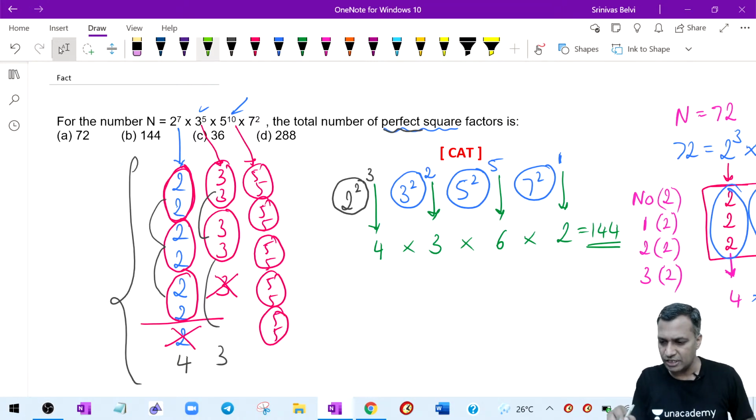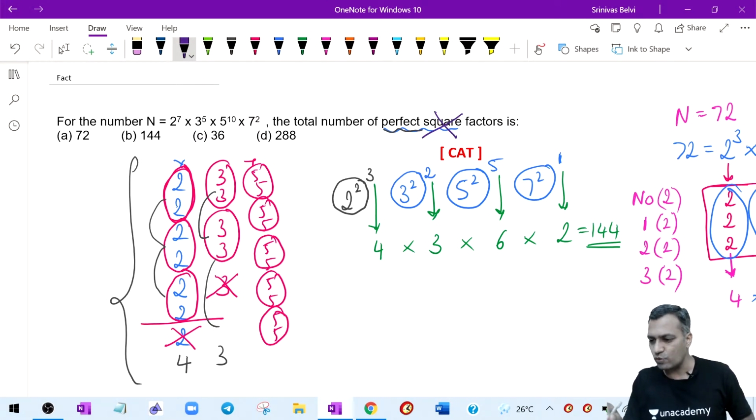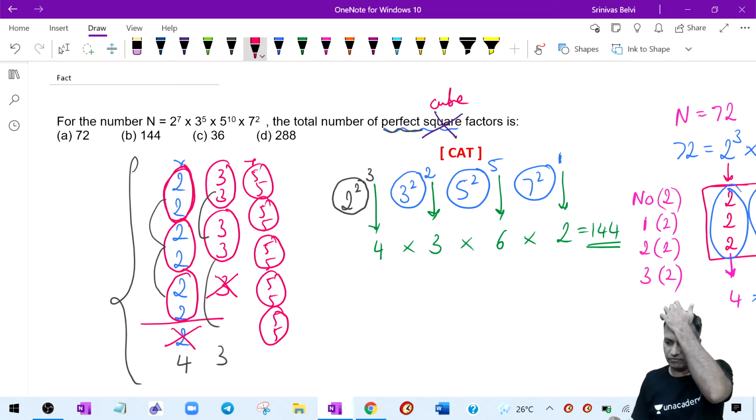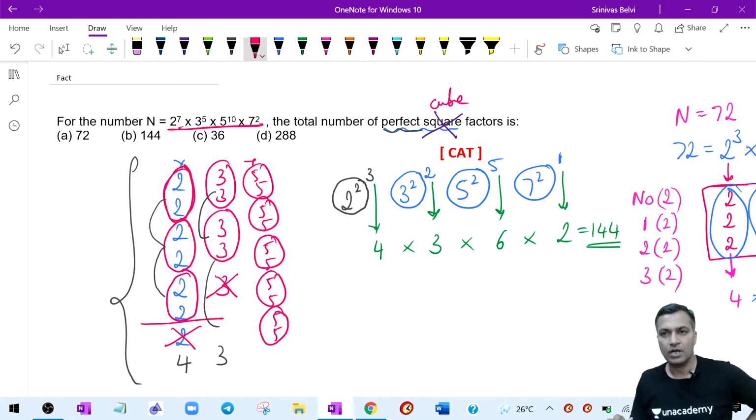Okay, guys, let me change this question. So if you have understood what I said, why don't you give me the answer quickly now? Instead of perfect square, if I say that perfect cube, alright, number of perfect cube factors. Now give me the answer. Same number, same number. Answer options need not match. Give me number of perfect cubes quickly.